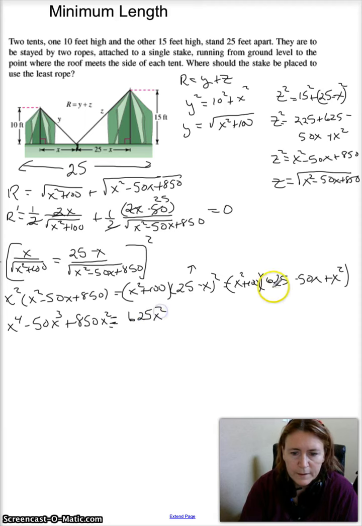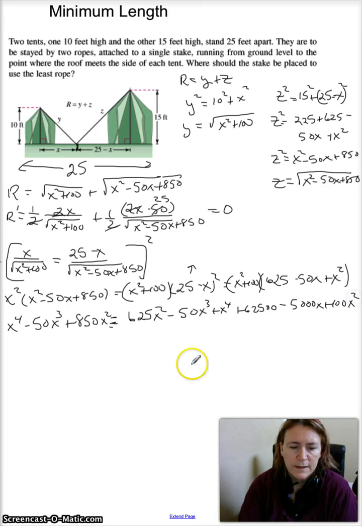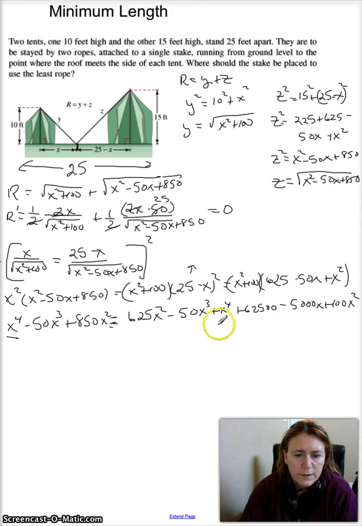625x squared minus 50x cubed plus x to the fourth plus 62500 minus 5000x plus 100x squared. Okay, God, let's see if anything cancels. x to the fourth here, x to the fourth here. Yay, that goes away. I'm going to change my pen because I love crossing things out in red, and not just on your paper. Okay, those cancel.